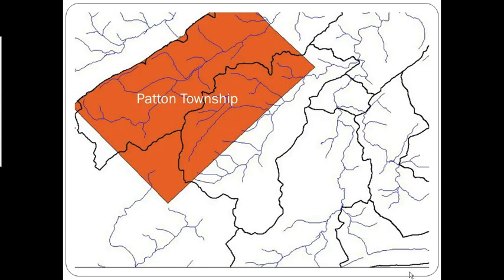This next slide is one that we've seen before. As explained in the introductory material to Unit 8, we are going to assume that we are working on behalf of Patton Township. As you can see, the township covers a little more than a third of the Big Hollow watershed. And what we will do is concern ourselves with developing a watershed improvement plan that addresses the pollutant loads originating from Patton Township to the Big Hollow watershed, which has been deemed to be impaired.